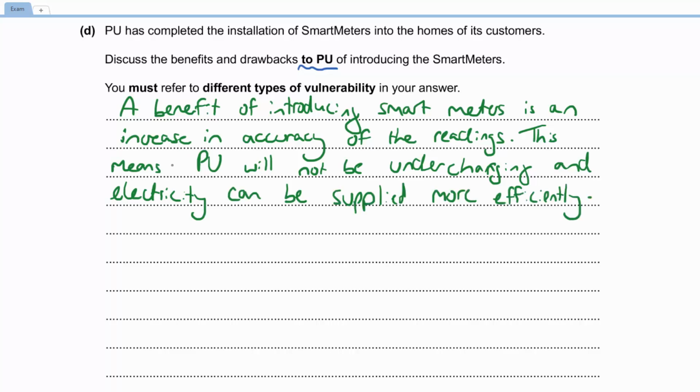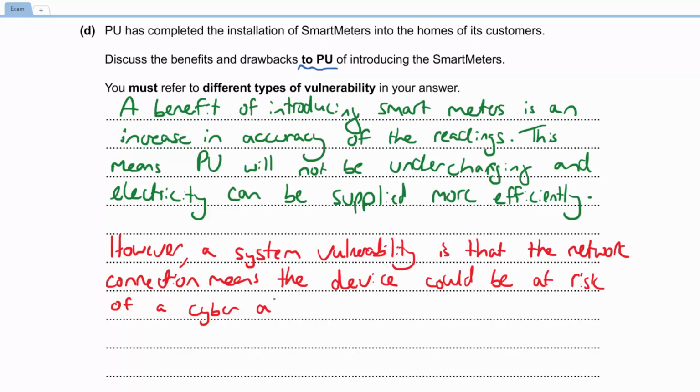But a negative point we talked about regarding, let's do a system vulnerability, is this risk of a security problem. An old-fashioned meter without any network connection does not really run a risk of getting hacked. It can't get hacked if it's not connected to a network. But a smart meter which does have that network connection is vulnerable in that way potentially. So however is a really good link word. However, a system vulnerability is that we could be at risk of a cybersecurity attack. Okay, so it could be at risk of a cyber attack.